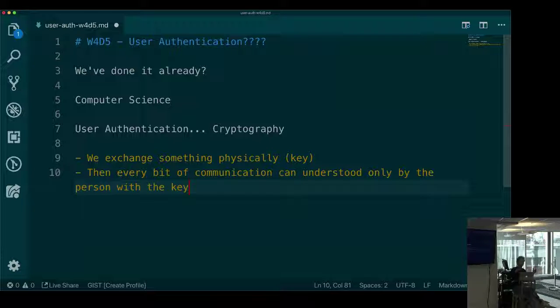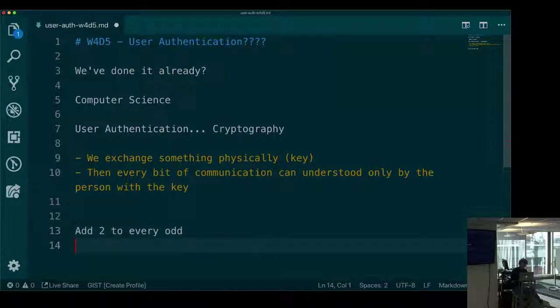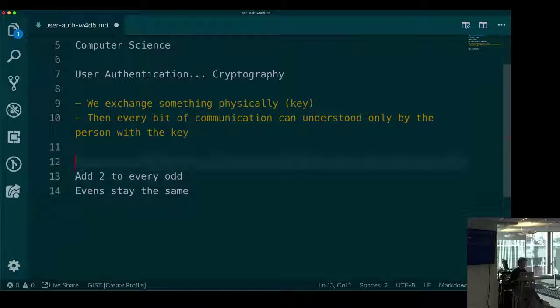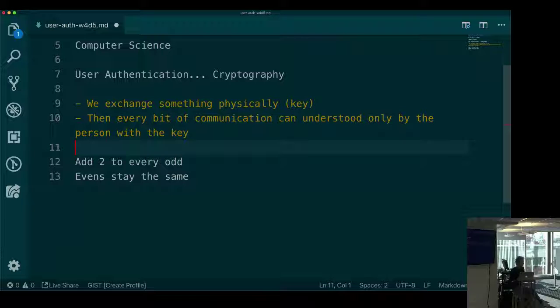There you go. Wham. Add 2 to every odd number, evens stay the same. So add 2 to every odd, evens stay the same. Now, what we essentially have here is an algorithm, right? We've come up with an algorithm for making some communication where the fact that the algorithm is a secret makes it tough for whoever is listening to understand what's going on. It's not a very complicated algorithm, right? Add 2 to every odd, evens stay the same.